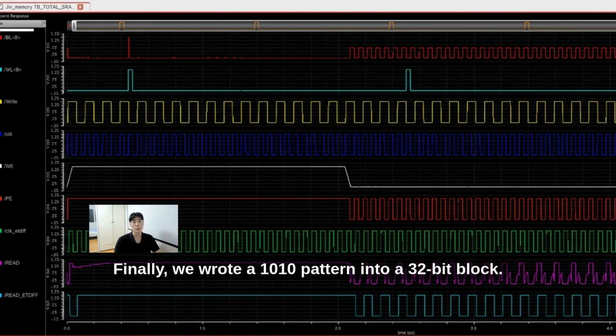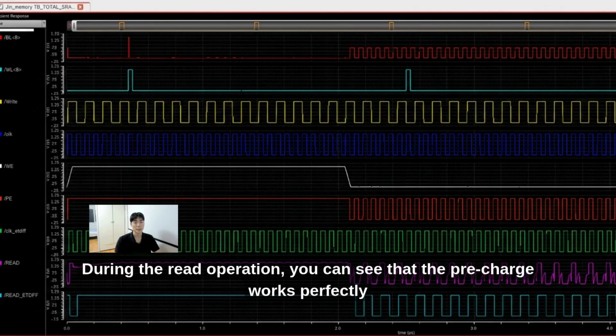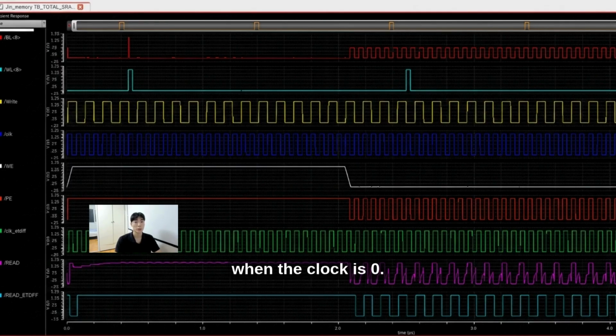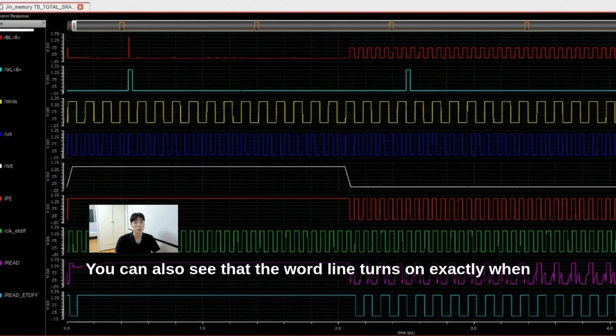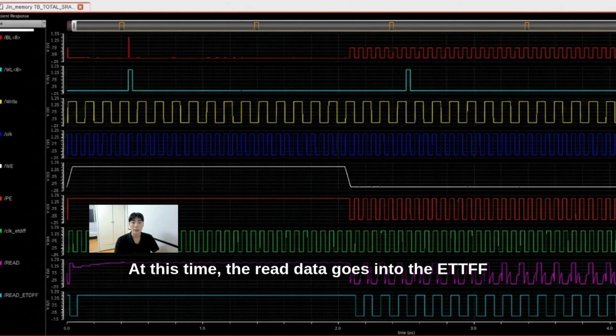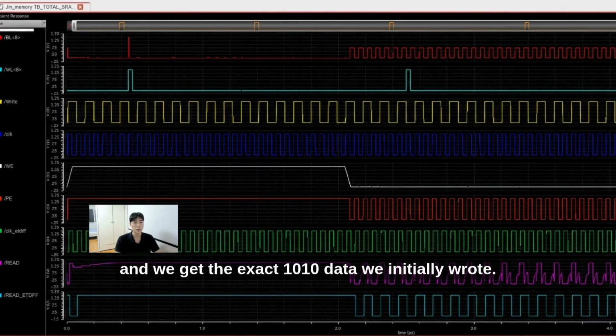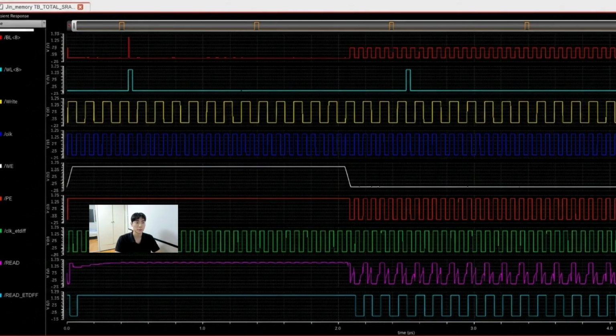We wrote the 1010 pattern into a 32-bit block. During the read operation, you can see that the pre-charge works perfectly when the clock is 0. Then the read value successfully comes out when the clock is 1. You can also see that the word line turns on exactly when the clock is 1. At this time, the read data goes into the ETDFF and we get the exact 1010 data we initially wrote.